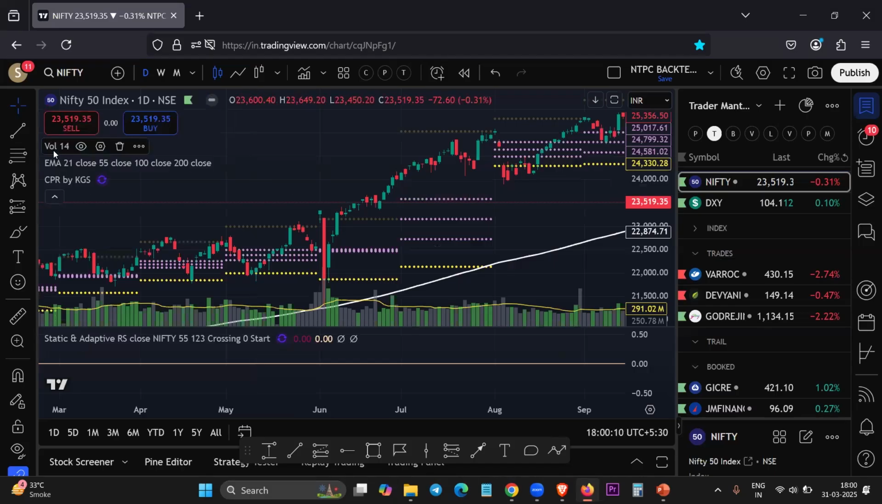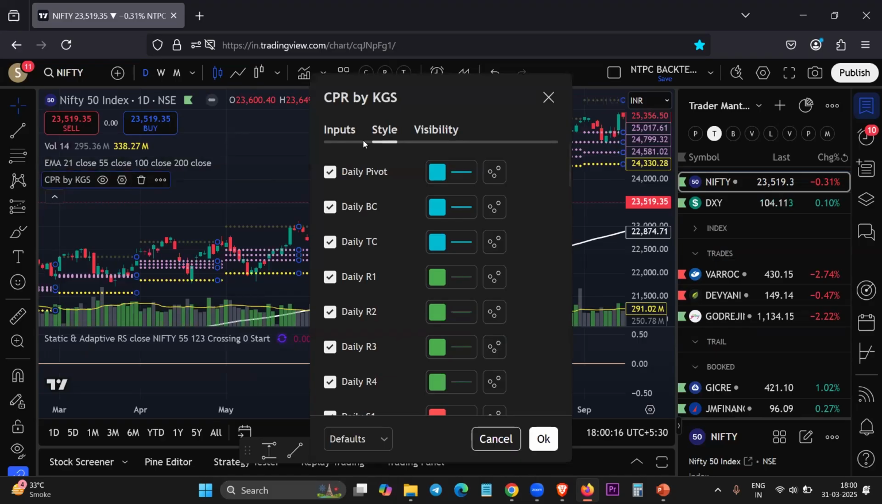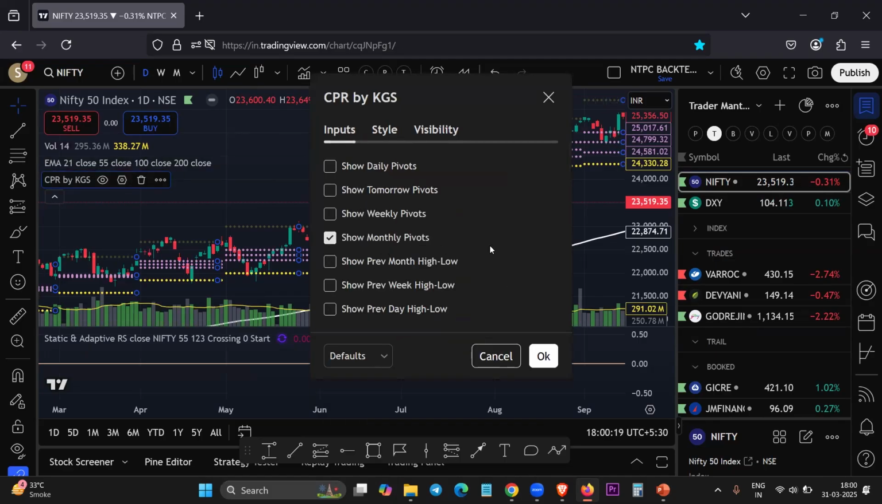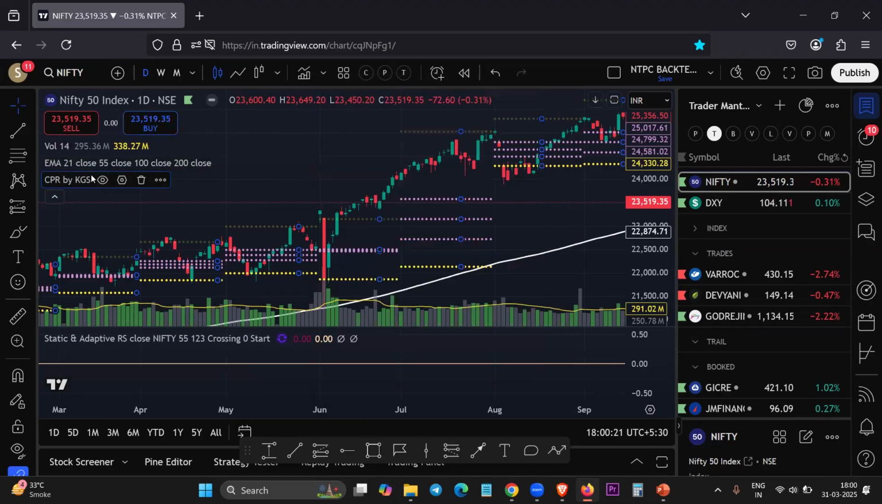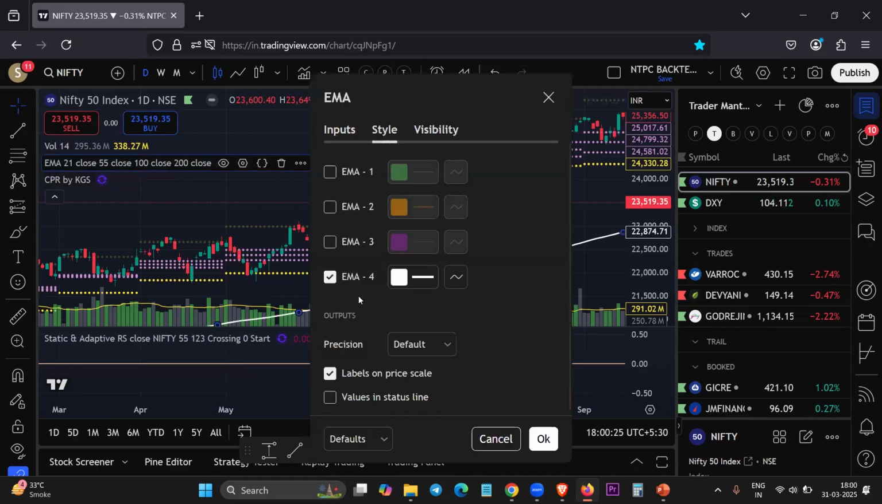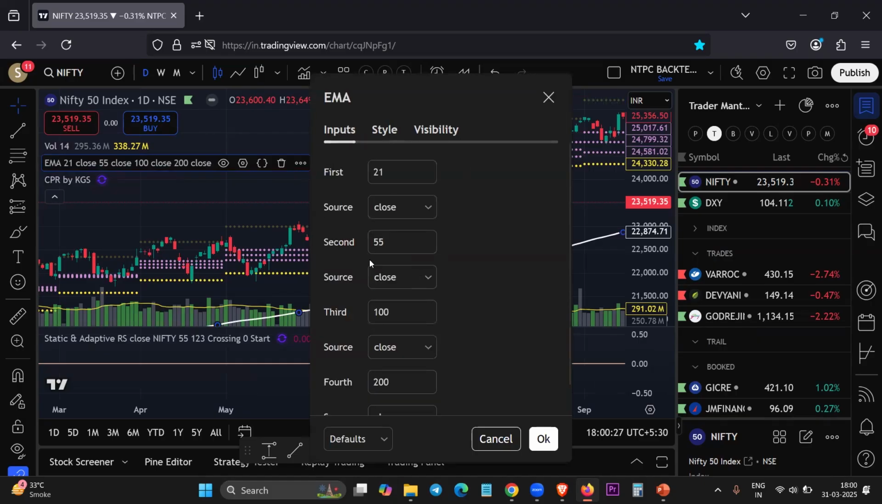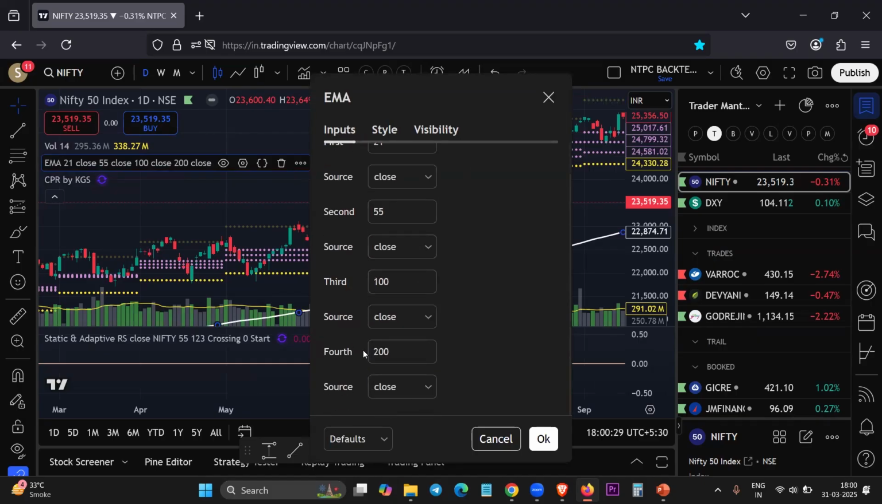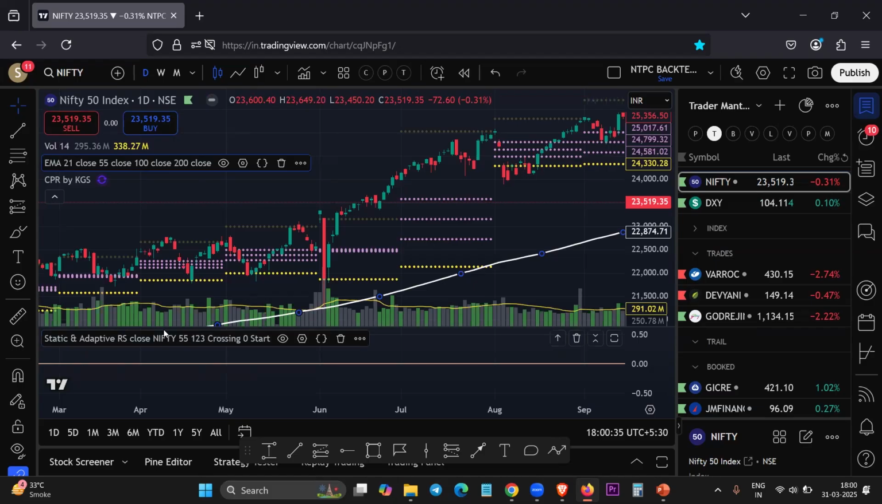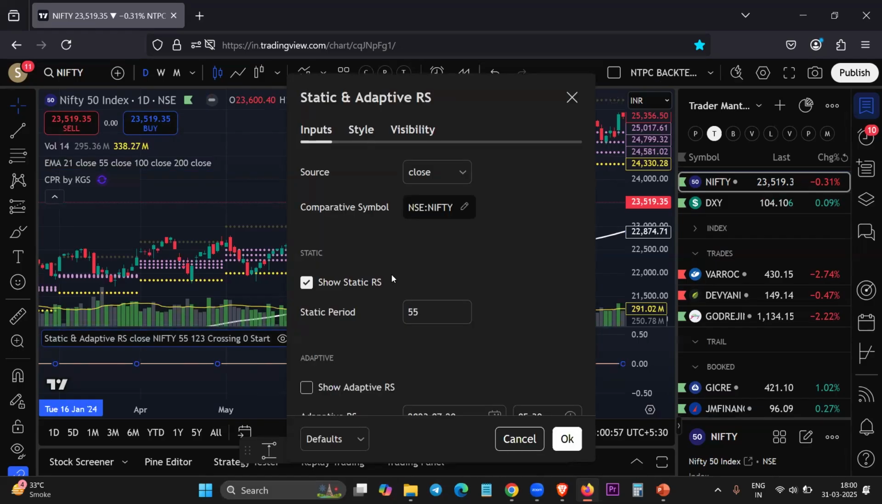So I have applied three indicators. One is CPR by KGS, and here I am only using the monthly pivots. The other indicator is the 200 days EMA. Here you can see I have only applied the EMA, which is the 200 days EMA, and the third indicator is Static and Adaptive RS. Here I am only using static RS with the static period as 55.